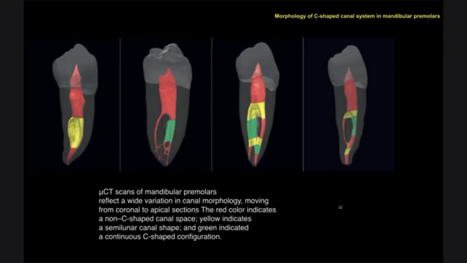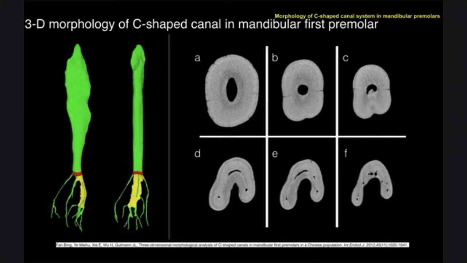And this slide is similar to the last slide, shows the three-dimensional morphology of the C-shaped canals with tooth structures. And this slide shows a complicated canal system in mandibular first premolars. The green part indicates non-C-shaped canals, and the red part indicates continuous C-shaped canals. The yellow part means the semilunar buccal canals. And on the right side, we can see the cross sections at different levels of the root. From this picture, we can see the cross-sectional morphology of the C-shaped root varies.